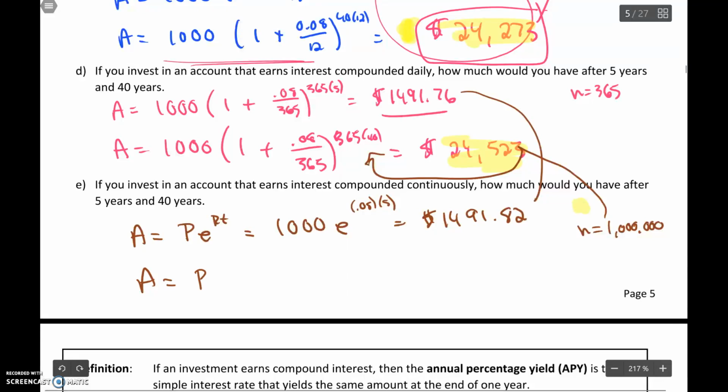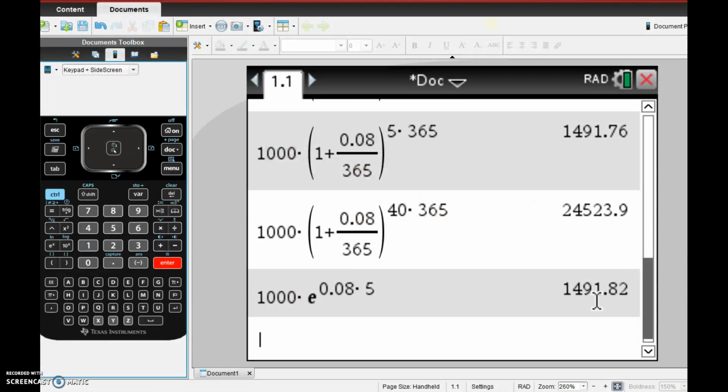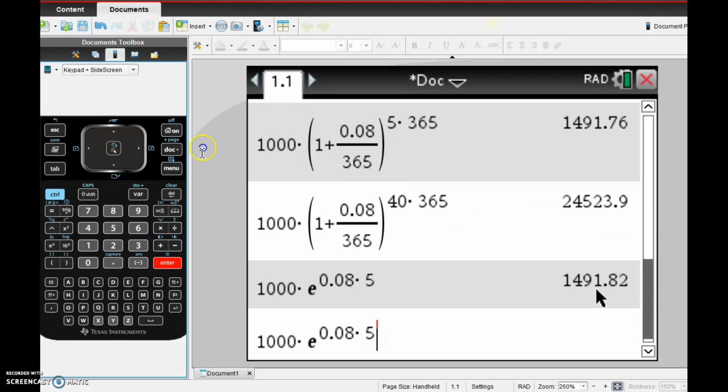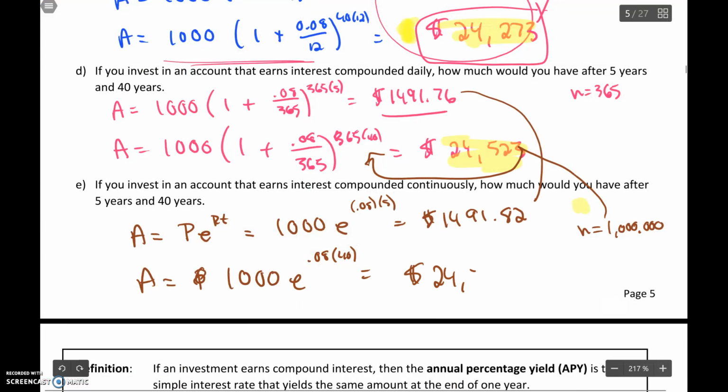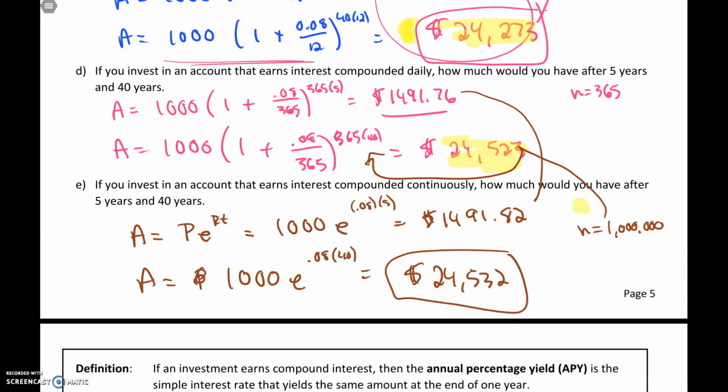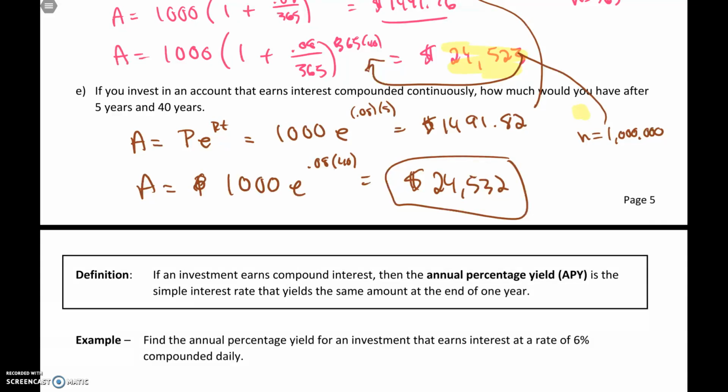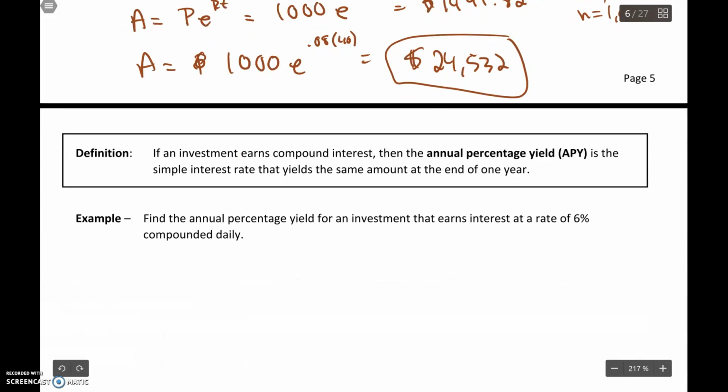And same thing here. This isn't going to be anything magic. 0.08 times 40. Probably going to be an extra, what, $50 maybe? $20? Maybe not even that. Extra $9. 24,532. So, but that's what it means. That's what happens when you compound your money continuously rather than over a set period of time or over different intervals.